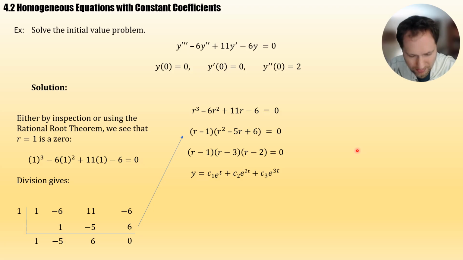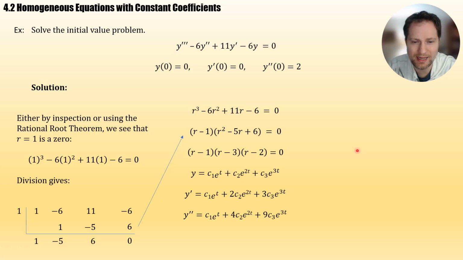But wait, oh boy, Mr. Chase, really? We're not done? Yeah, maybe we forgot that this is an initial value problem. So here we go. Let's solve the initial value problem. So we've got, as we expect, three initial conditions. So we're going to need to take the first and second derivative.